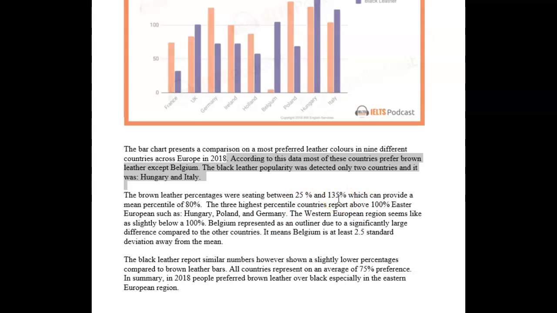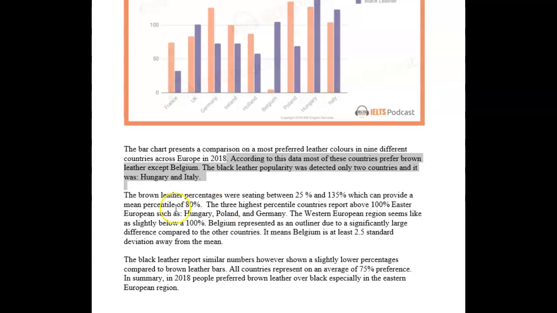So, Belgium was an outlier due to significantly large difference to the other countries. You really just need to give us a number. Just say that it recorded approximately 5,000 sales of brown shoes, and that's it. Let's go on though. The black leather report, similar numbers. That doesn't work.